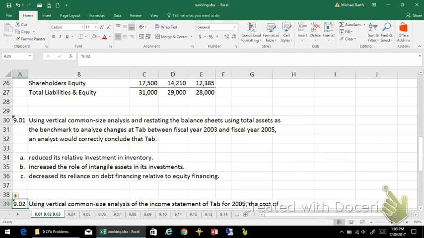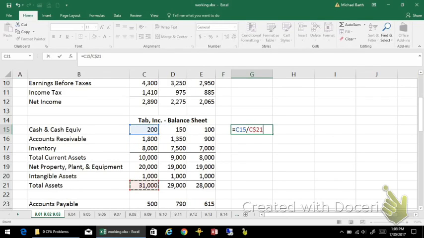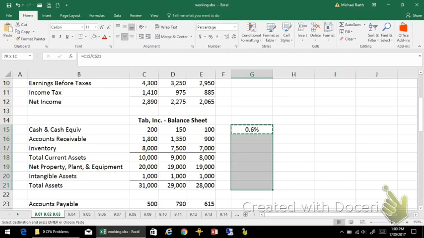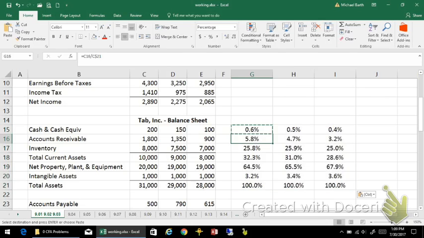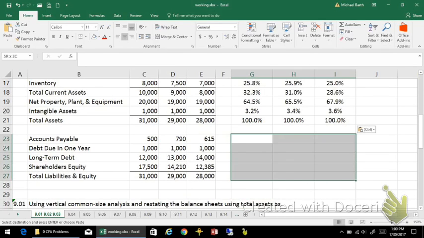to analyze changes at TAB between 2003 and 2005, you would conclude that. Well, first thing we'll have to do is do the common size balance sheet. We divide each asset category by total assets and then convert it to percent. Use the percent sign, add a decimal place. All right, then I just copy that down. The assets and the liabilities.